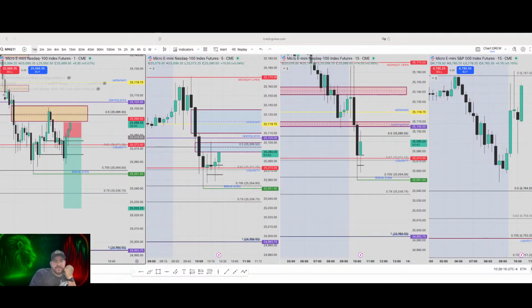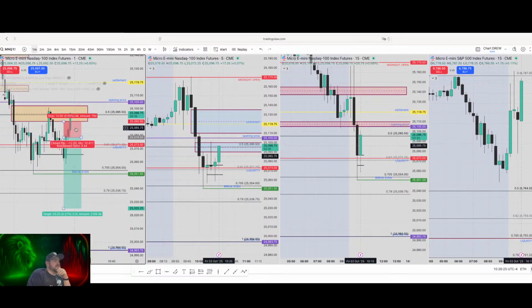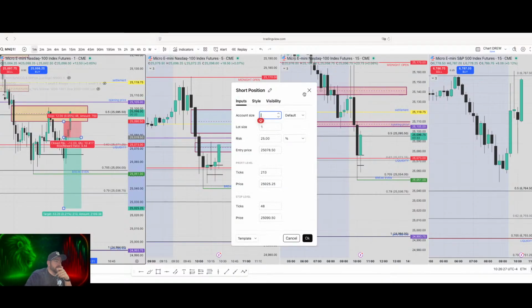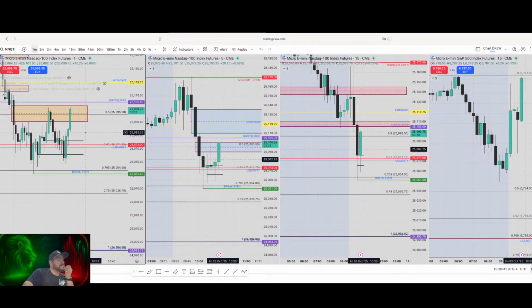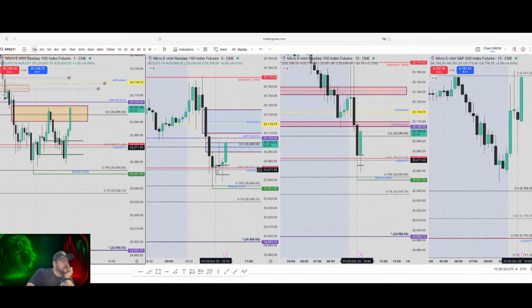Order filled. Okay, so we got stopped out on that one. Didn't hardly lose much. But the trade idea was solid. I mean, that thing's solid. I like the trade. You know what I mean?